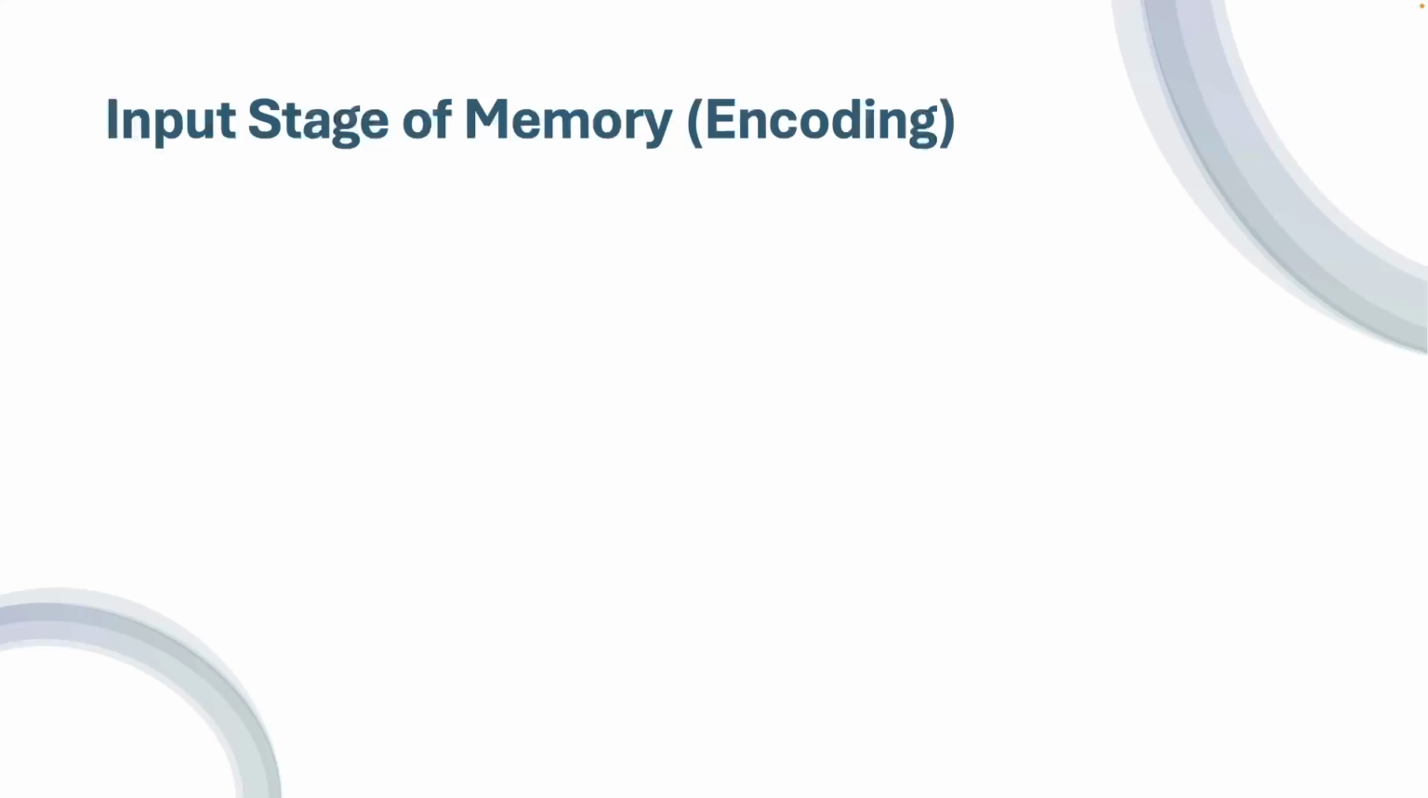To begin with, let's think about the first stage of memory processing and information processing. This is known as the encoding stage, or the input stage of memory. Encoding is essentially the process through which sensory input is transformed into a form that can be stored in memory.